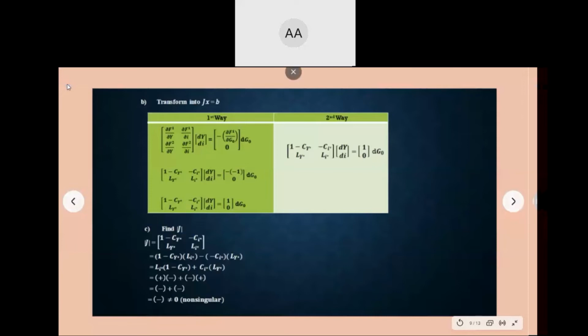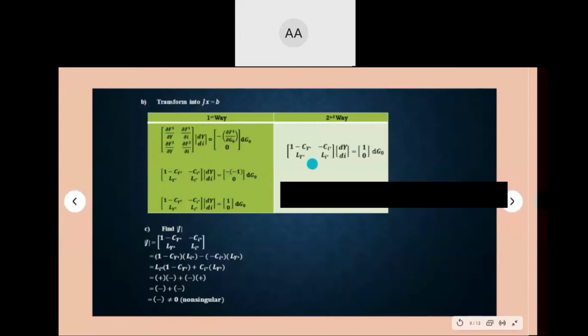I will continue to present my part, which transforms into matrix form with JS equal to B. Firstly, as we know, delta F1 per delta Y equals 1 minus CY star, and delta F1 per delta I equals negative CI star, and delta F2 per delta Y equals LY star, and delta F2 per delta I equals LI star. Delta F1 per delta G now is equal to negative 1. When negative, we get a positive, so we get a positive 1.